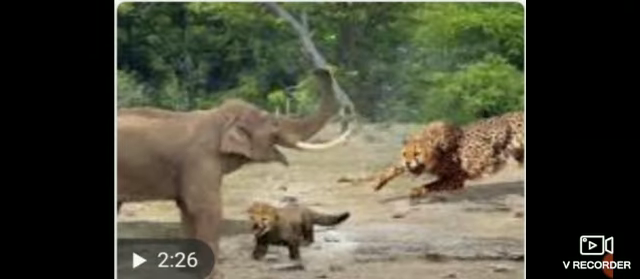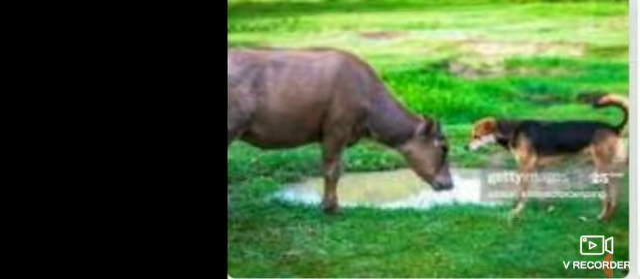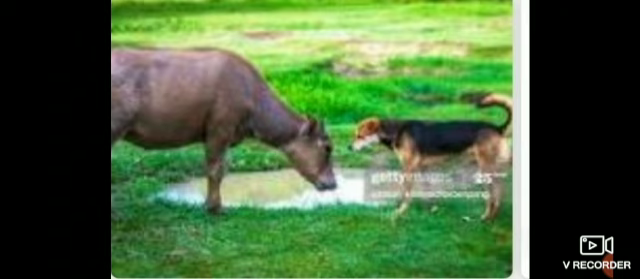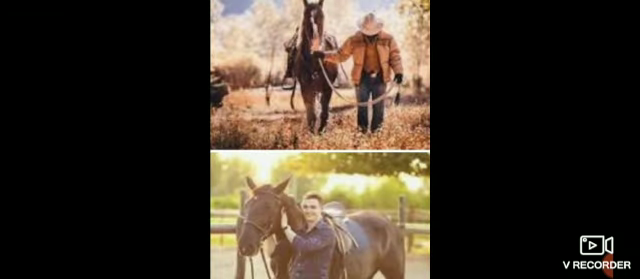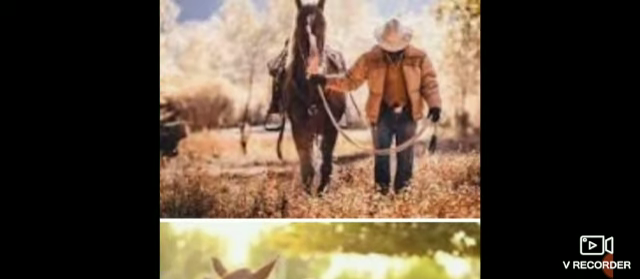Next we see elephant and cheetah. Elephant is slow but cheetah runs fast. Next, a buffalo and a dog. When you compare buffalo and dog, the dog is fast when compared to the buffalo. So the buffalo is slow. Next, a man and a horse. When we compare a man and a horse, the man is slow. You know the horse is fast.